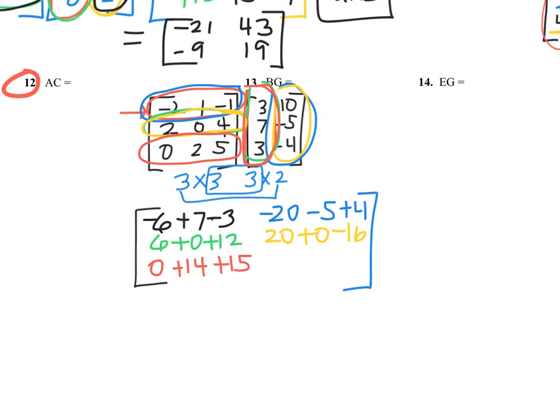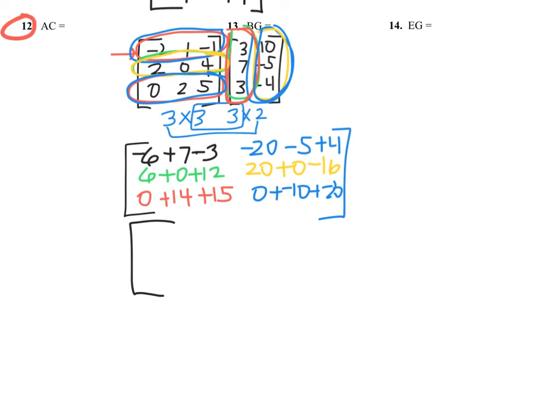Okay? And then finally the last one, across the last row and down the column. 0 times 10 is 0. 2 times -5 is -10. 5 times -4 is -20. Whew! I probably won't give you anything that ginormous. That's a pretty big one.